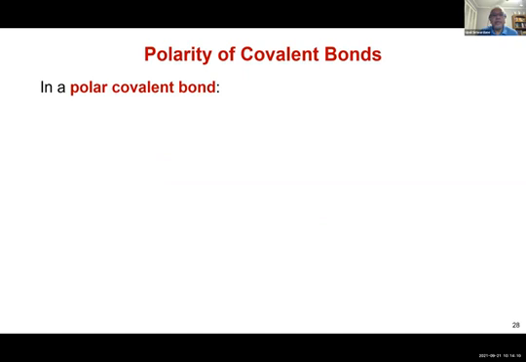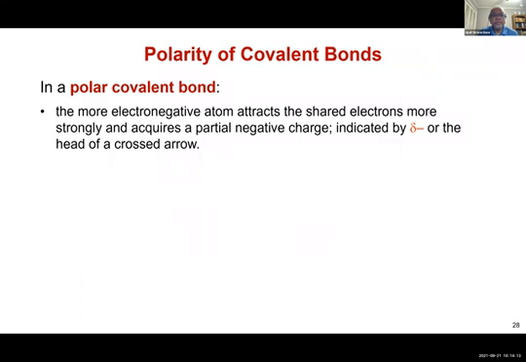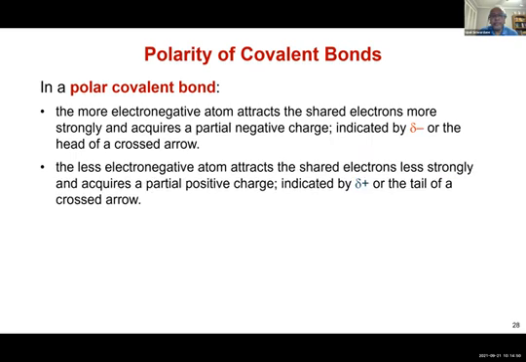In a pure polar covalent bond, the more electronegative atom attracts the shared electrons more towards it, creating a partial negative charge on the more electronegative atom. This is designated by delta negative, the head of a cross arrow. There's an arrow: the head of the arrow is negative, and the tail of the arrow is positive.